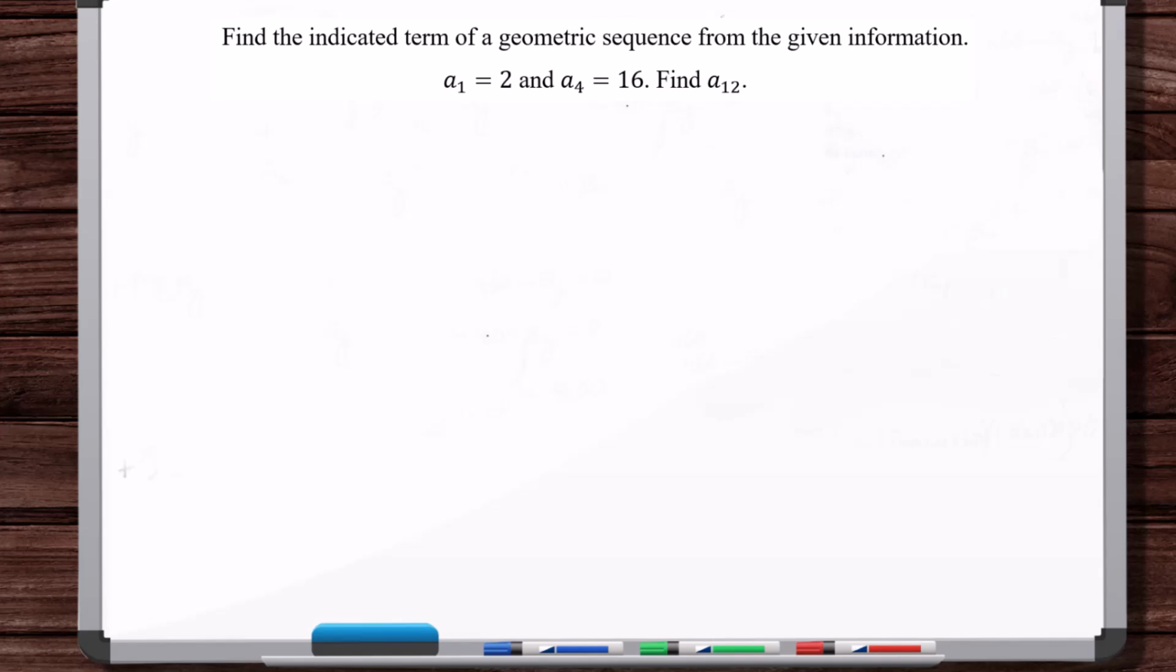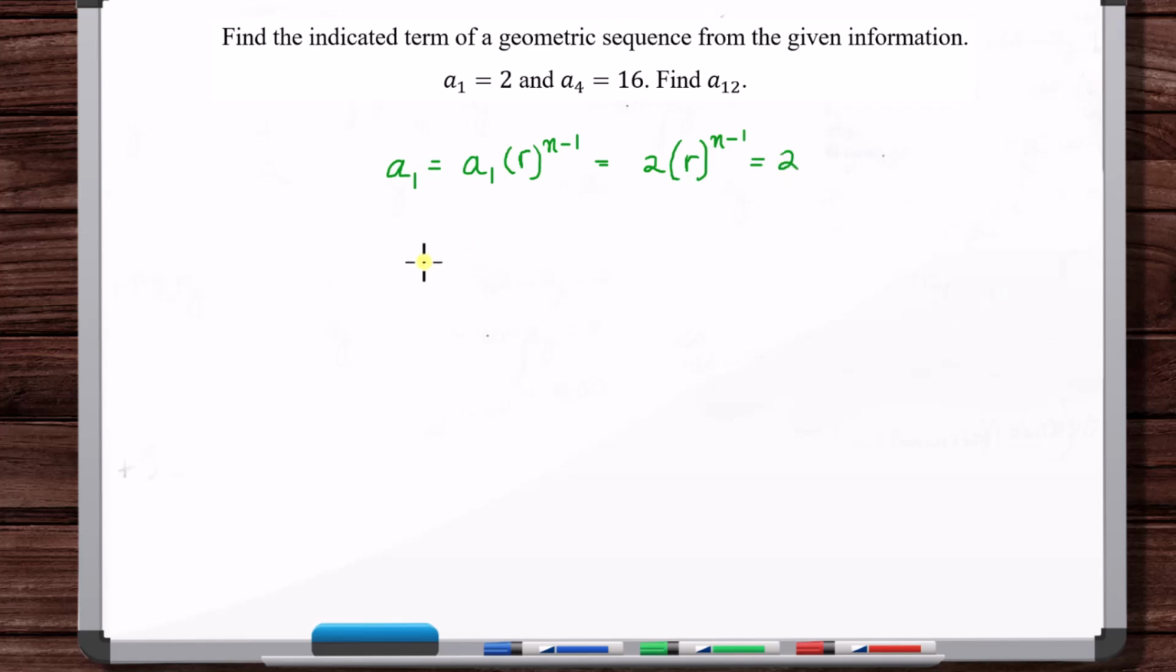Okay, find the indicated term of a geometric sequence from the given information. So we know it is a geometric sequence, right? It's telling us it's a geometric sequence. So we're starting at 1, and that's usually a sub 1 r to the n minus 1. So 2 r to the n minus 1. And we know A sub 1 is equal to 2.